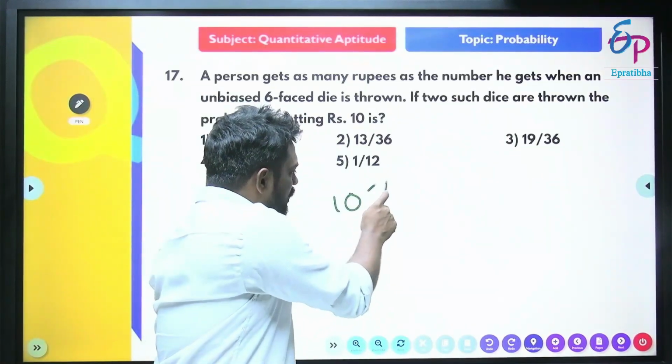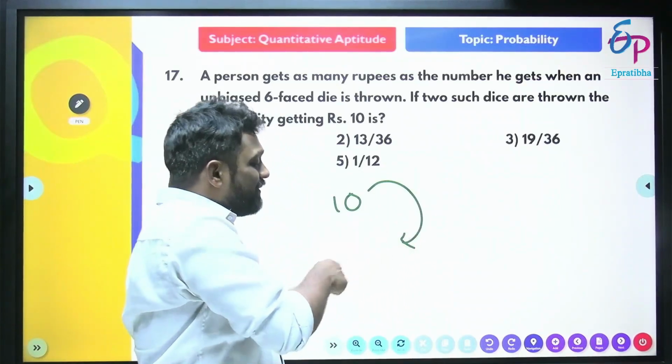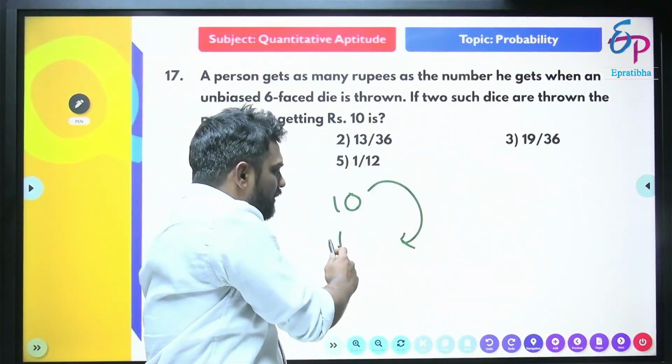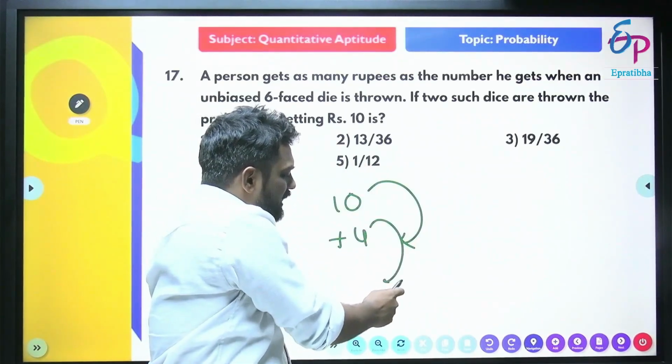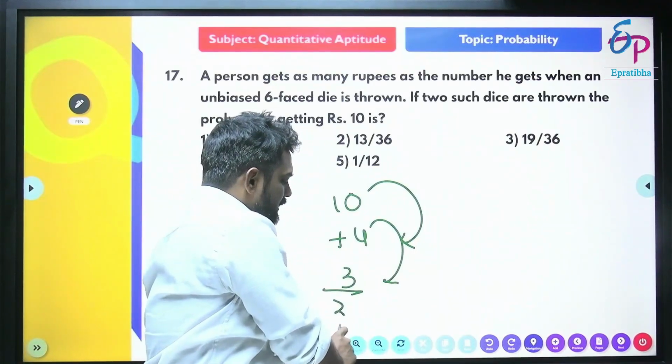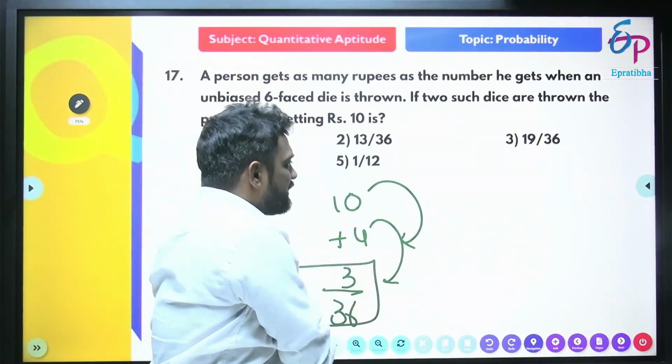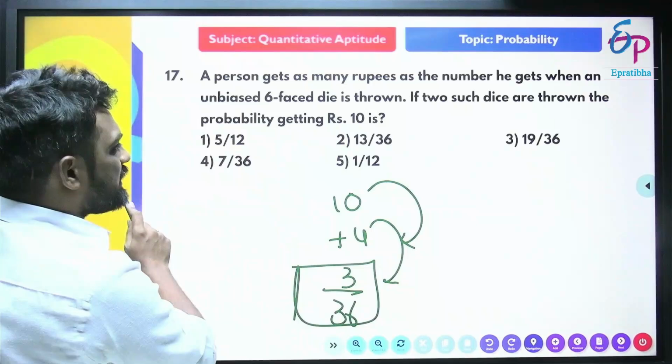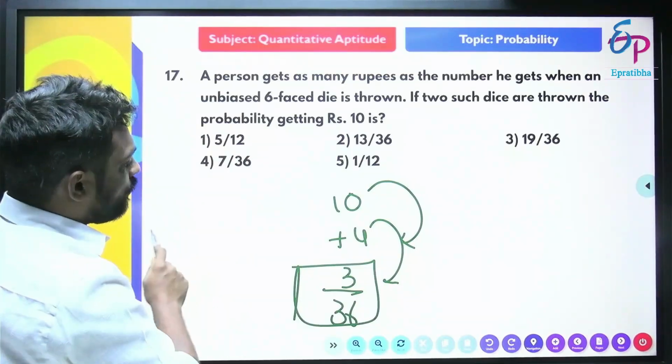Is it more than 7 or not? More than 7. 10, which number can I add which will become 14? 4. For 4, what exactly is the probability? 3 by 36. Where exactly is the 3 by 36? 3 by 36 is nowhere.